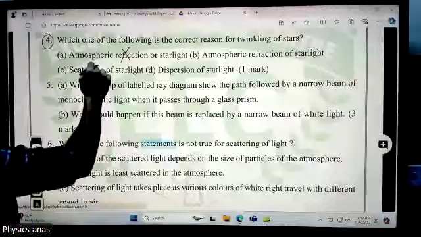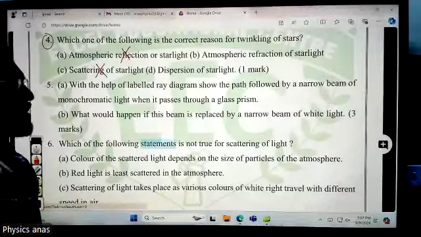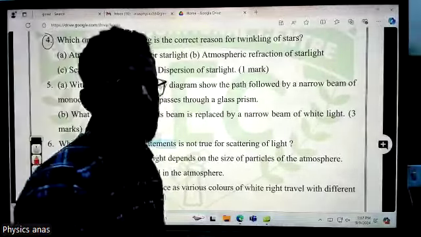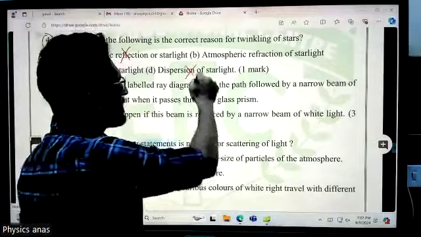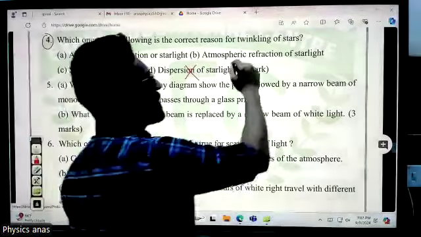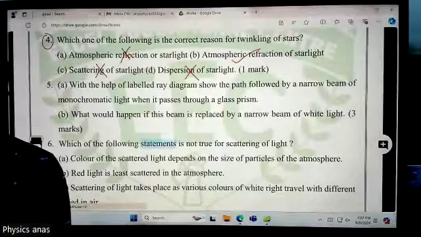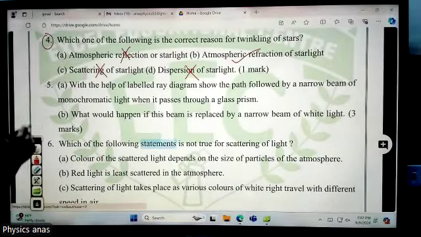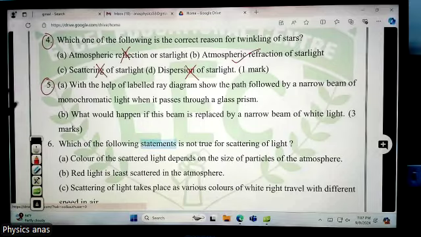No scattering during night time. Dispersion, there are no colors. So what is it? Atmospheric refraction of starlight. Got it? Atmospheric refraction of starlight. A simple question.